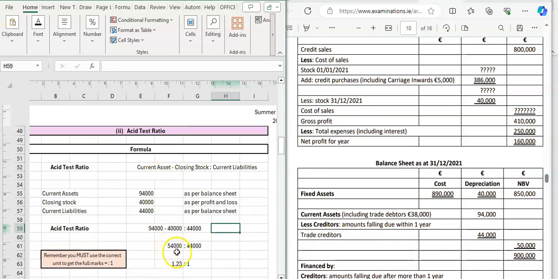So in our calculator, we put 54,000 divided by 44, and we got 1.227. So it was two places of decimal. Because that 7 was higher than 5, it's 1.23 is to 1. That means for every €1 we owe, we've got €1.23 to pay in current assets.